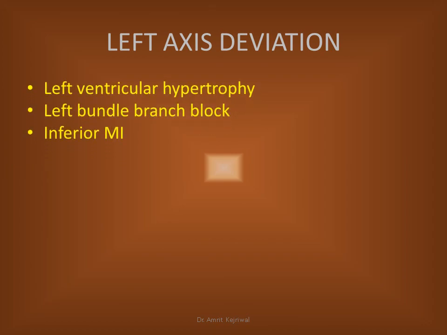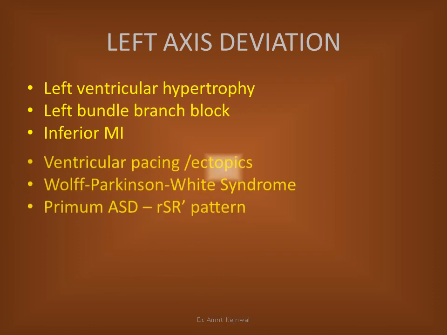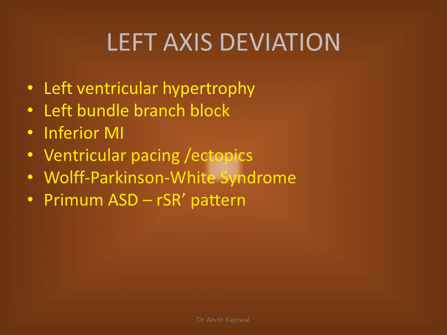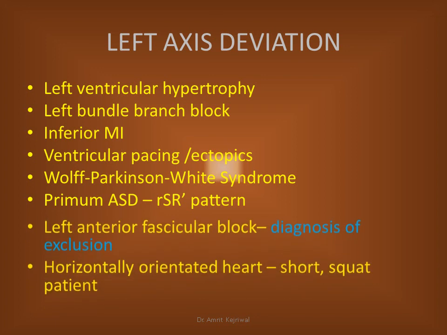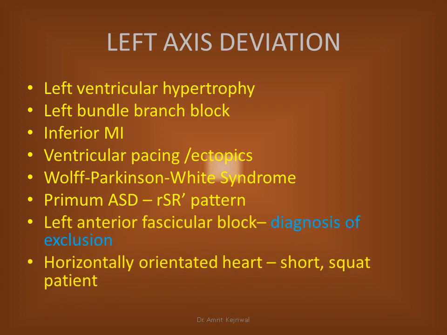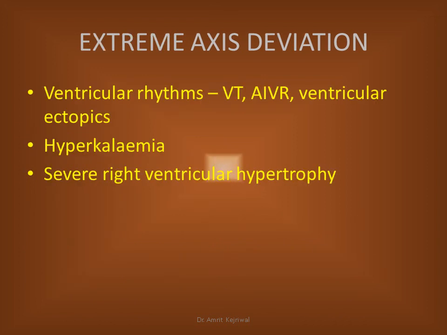Left axis deviation can be seen in left ventricular hypertrophy, left bundle branch block, inferior MI, ventricular pacing, ectopics, WPW, and primum ASD. Left anterior fascicular block is a diagnosis of exclusion, and a horizontally oriented heart can be seen in short, stocky patients. Extreme axis deviation can be seen in various rhythms such as ventricular tachycardia or accelerated ventricular rhythm, ventricular ectopics, hyperkalemia, and severe right ventricular hypertrophy.